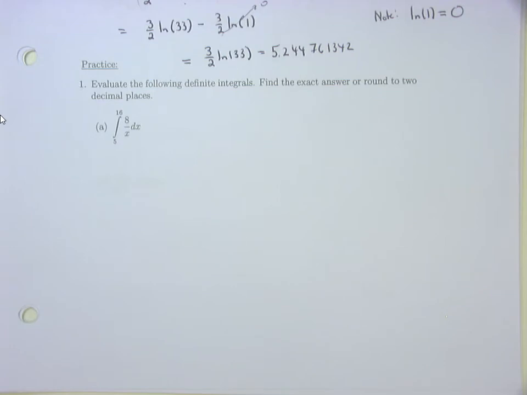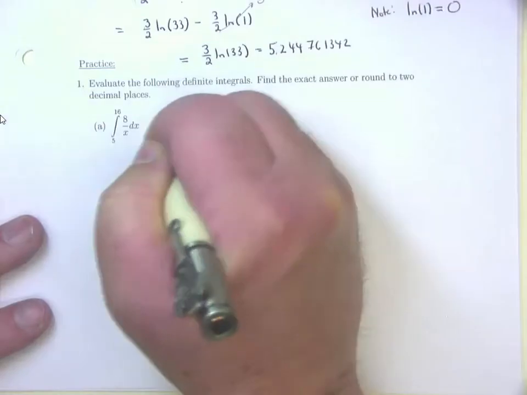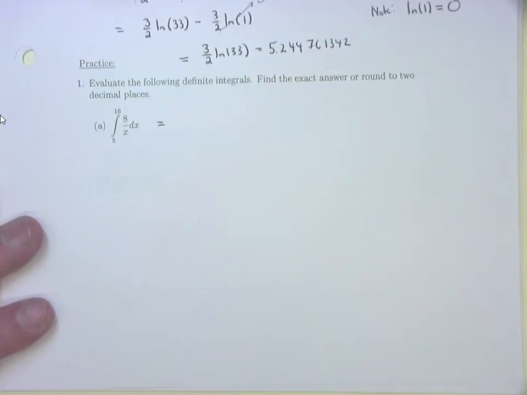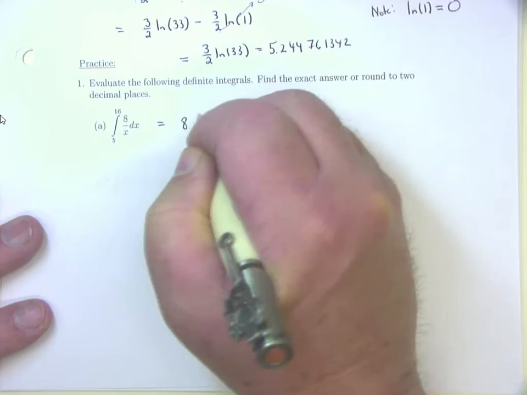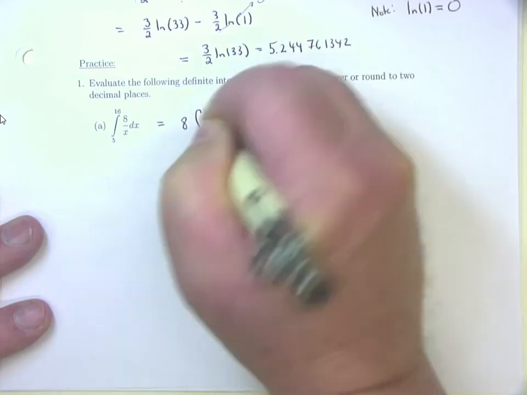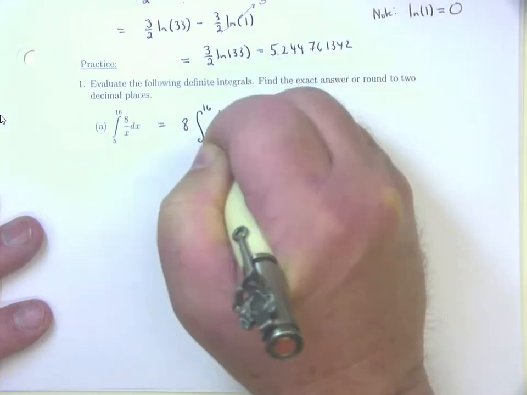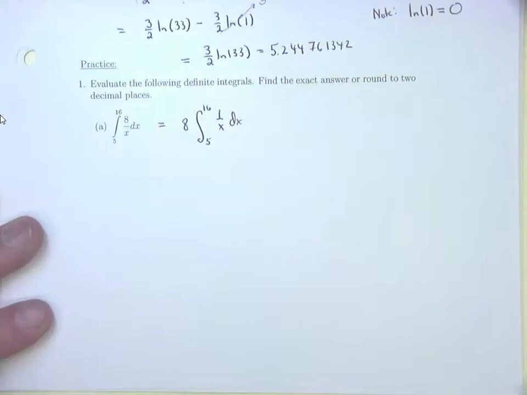All right, evaluate the following definite integral. Find the exact answer or round to 2 decimal places. Okay, so fine, we're going to go decimal. So we're going to show you this is a numerical value. All right, this one is a straightforward problem. You don't actually have to do u substitution or anything like that. This is a straight one. 8 is a constant. Where do constants get to go? Out front. That'll be 8 times the integral from 5 to 16 of 1 over x dx.